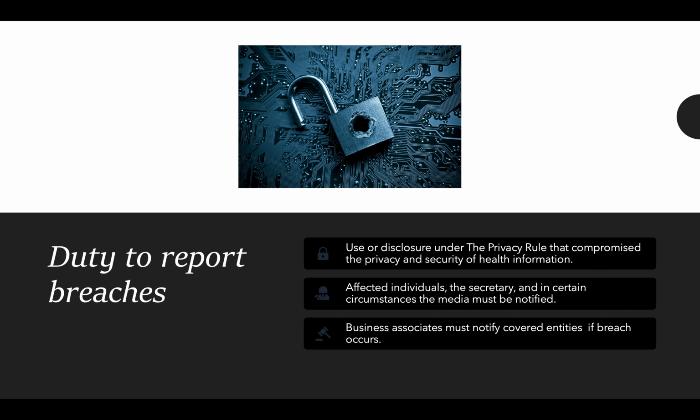on risk assessment of at least the following factors: the nature and extent of the protected health information involved, including the types of identifiers and the likelihood of re-identification, the unauthorized person who used the protected health information or to whom the disclosure was made, whether the protected health information was actually acquired or viewed, and the extent to which the risk to the protected health information has been mitigated.